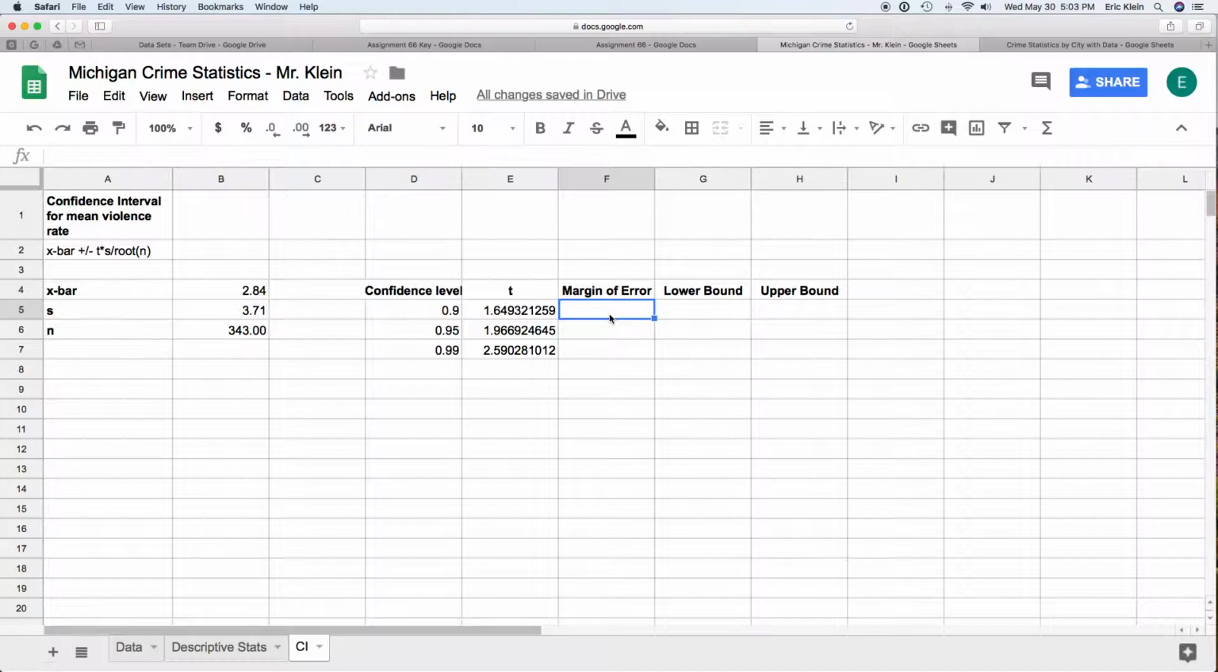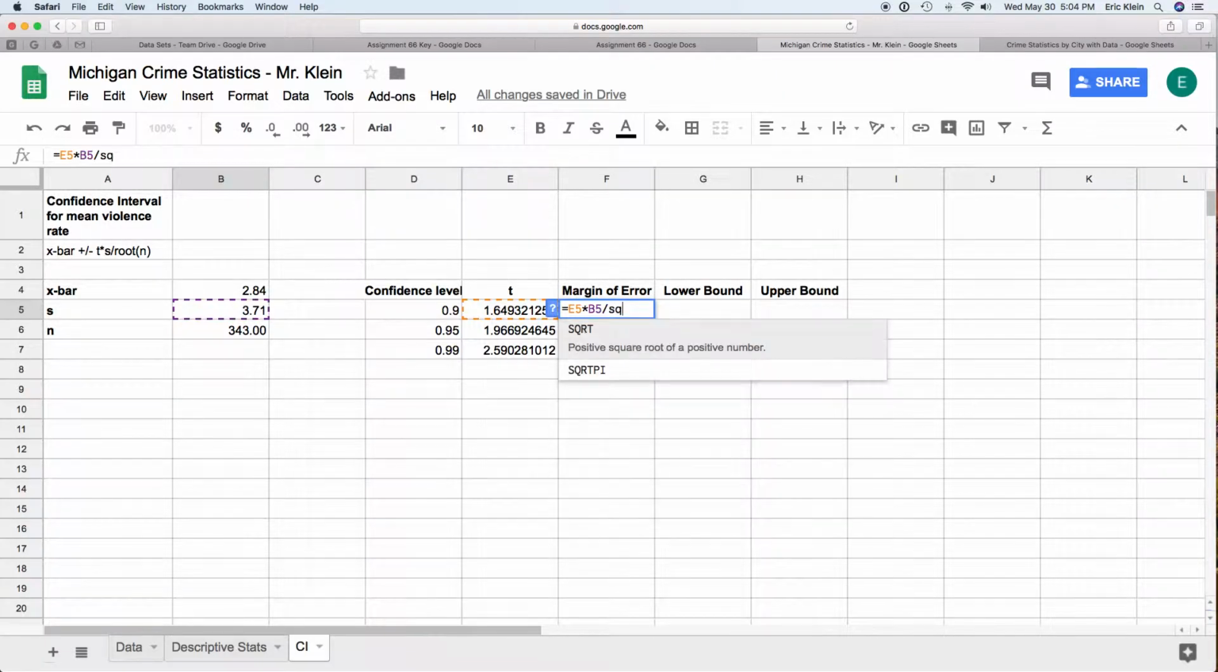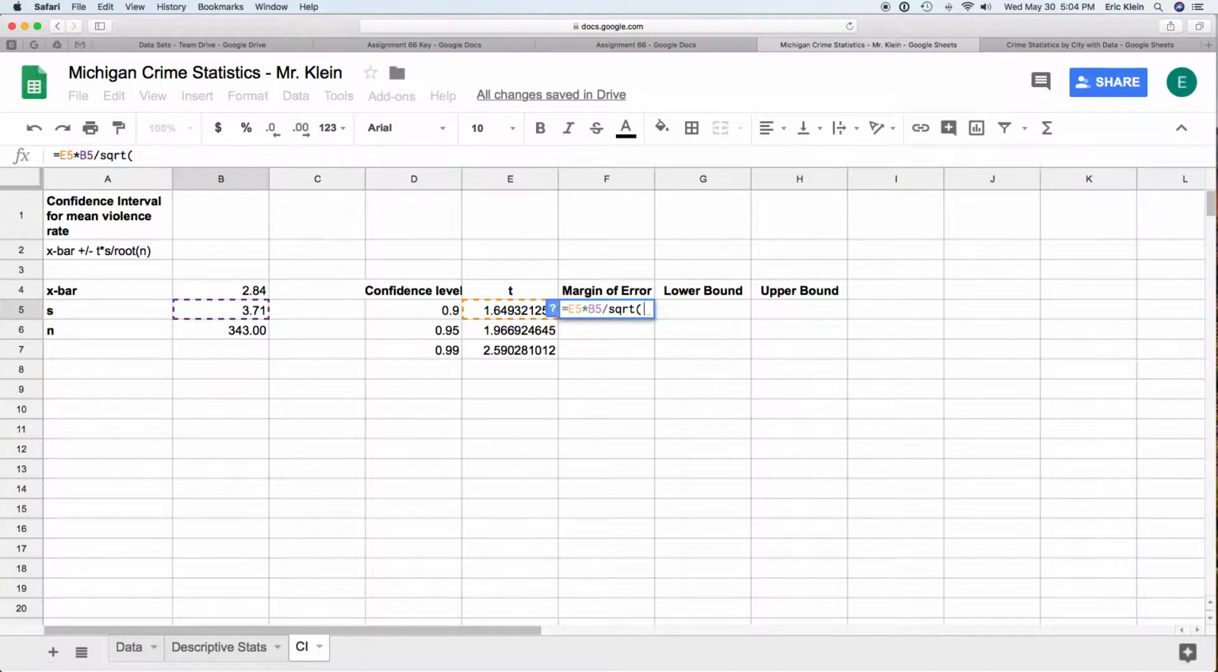Okay, moving on to the margin of error. Now the margin of error is t multiplied by s divided by square root n. So right here I'm going to say, okay, my t value for a 90% confidence interval is this number multiplied by s, which is this number, divided by sqrt, which will give you the square root, parentheses, of my sample size, which is this number.